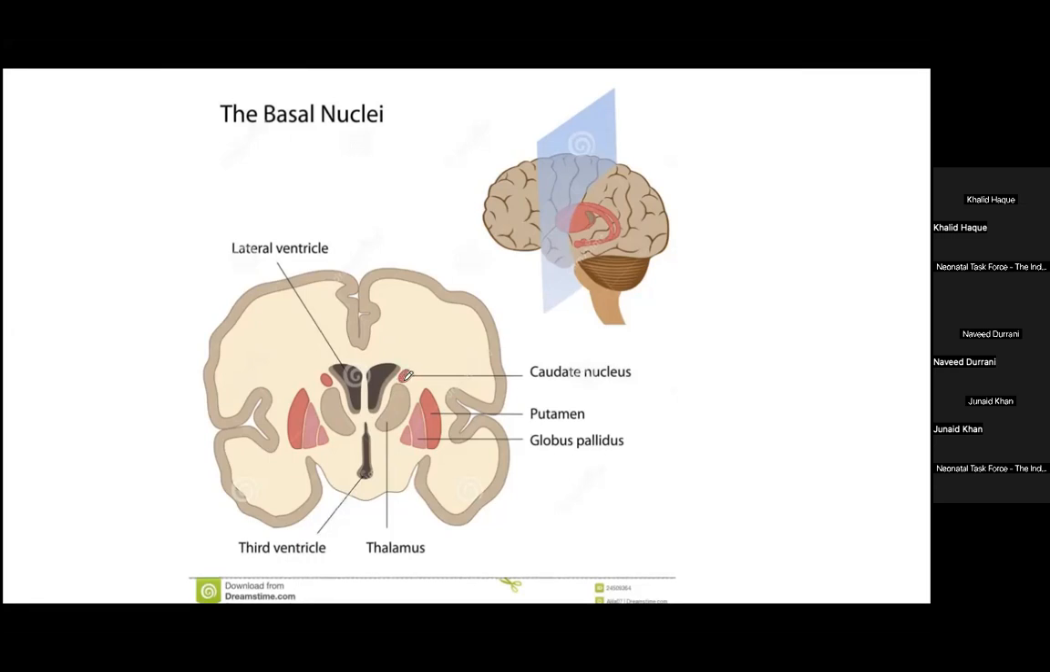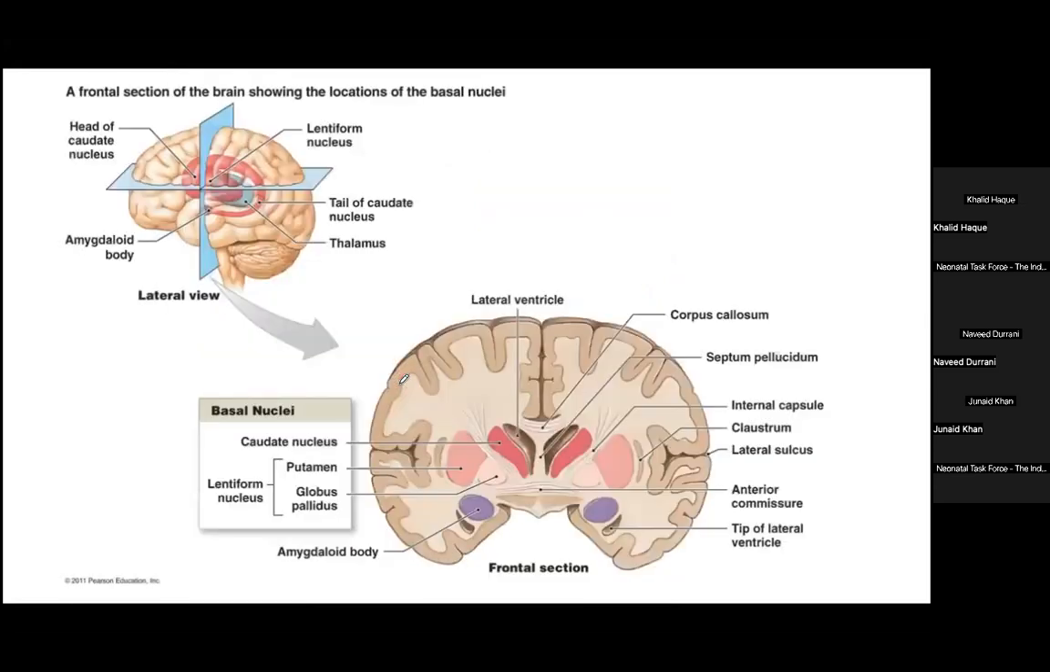Just remember these normal structures so that when later I discuss abnormality, you will just focus on this side. Another diagram to show about this, which I already explained.